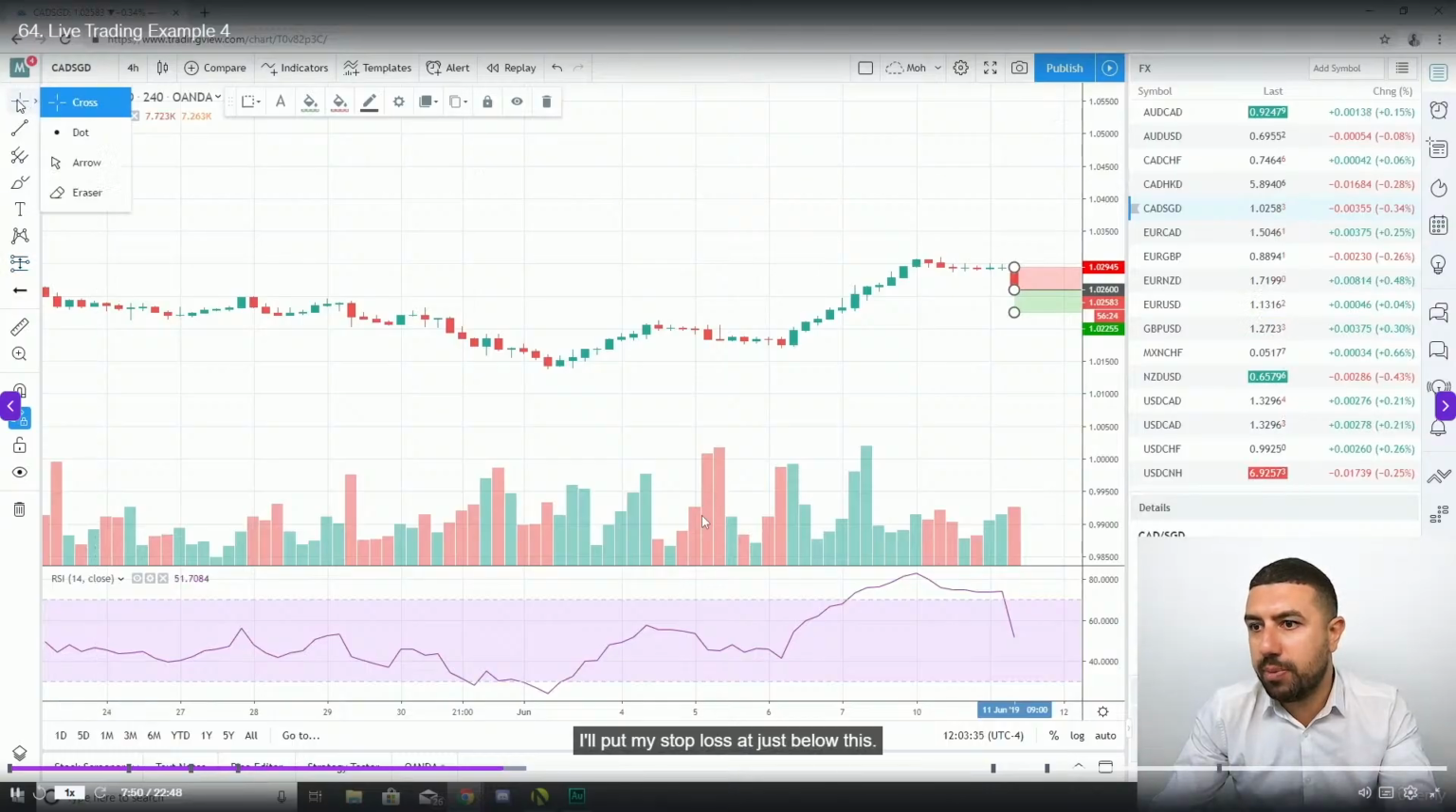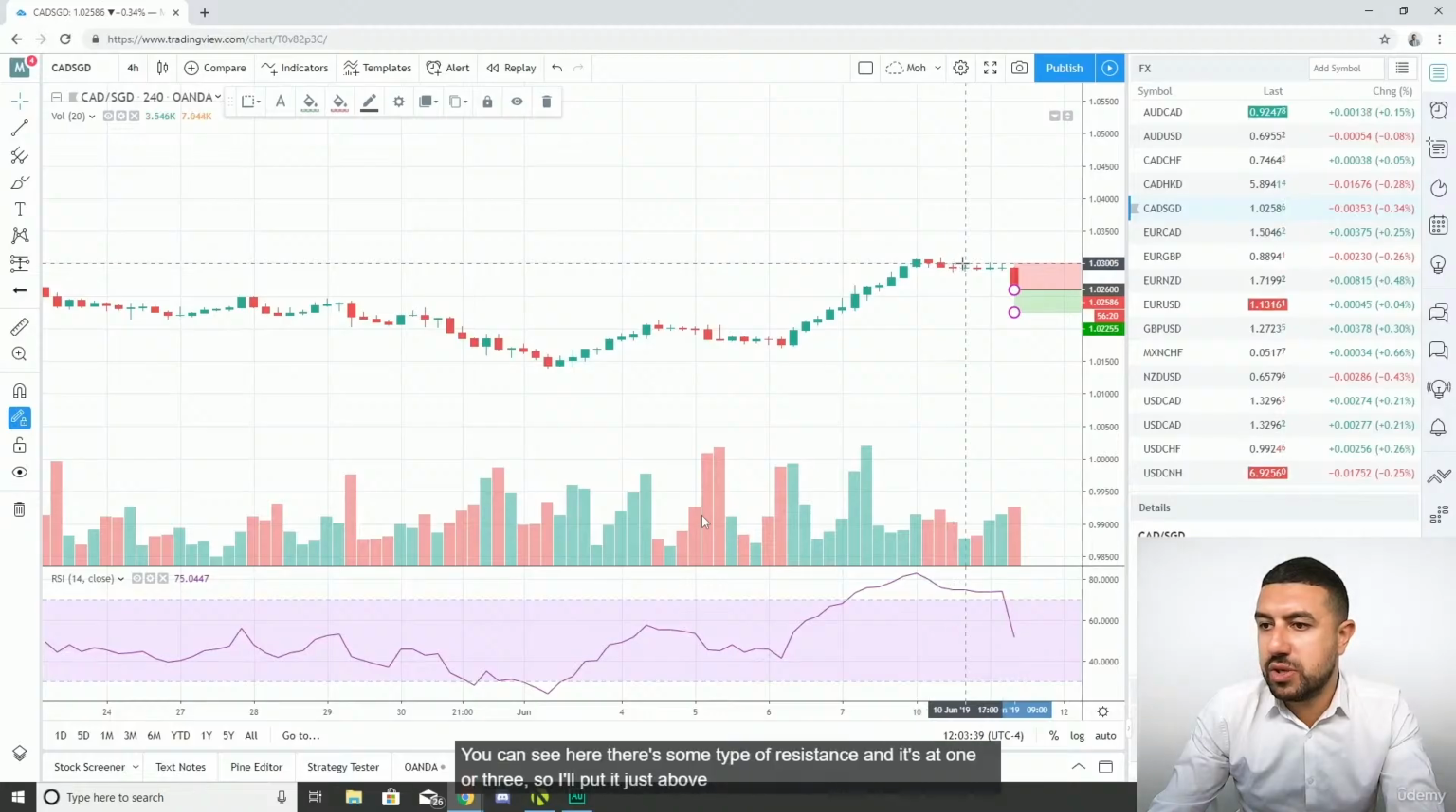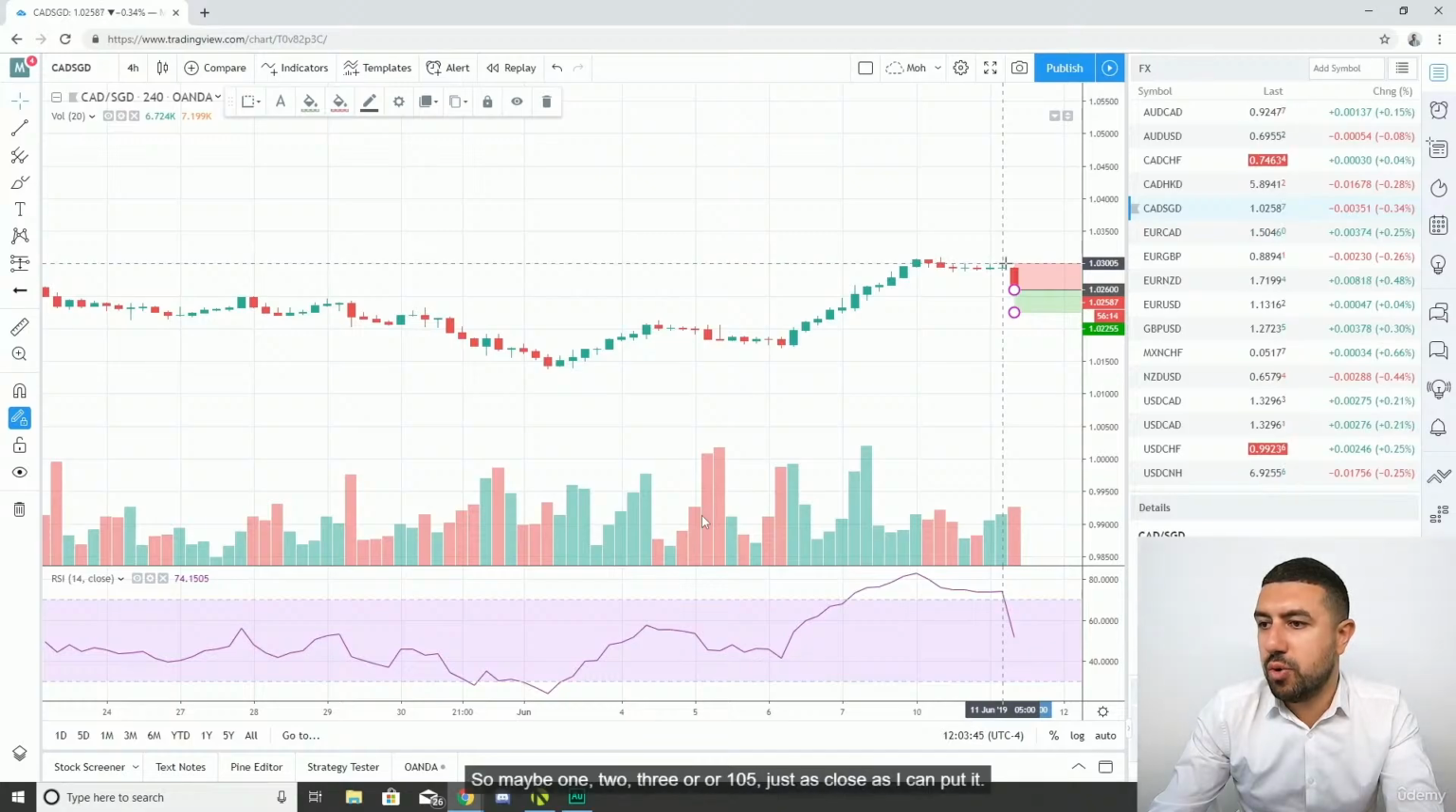I'll put my stop loss at just below this. You can see here there's some type of resistance, and it's at 103, so I'll put it just above 103. So maybe 103.00, if I could put it 001.